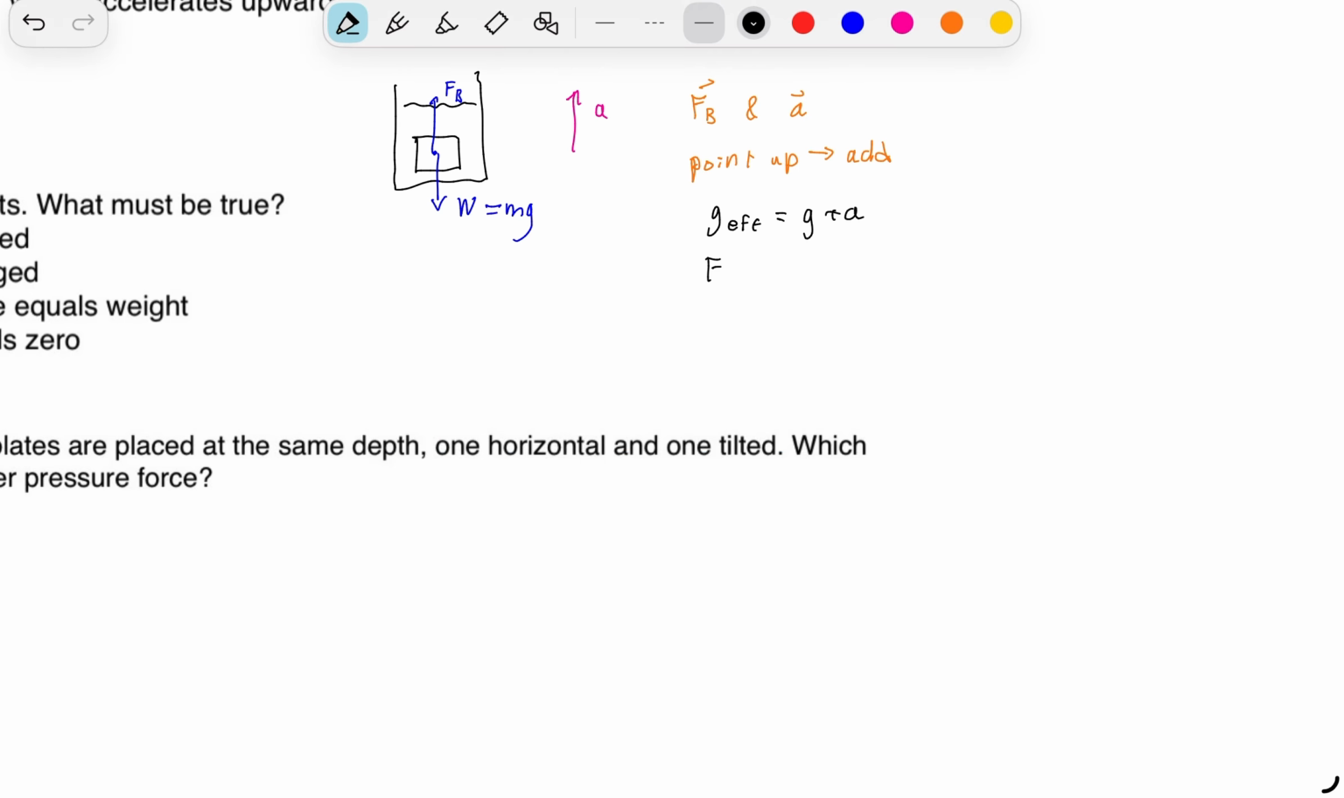So when you have FB, you're going to have your density times your volume times not just g, but g plus a. So it's actually going to increase your FB.